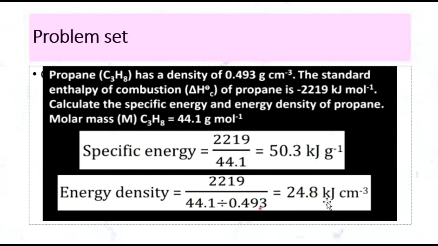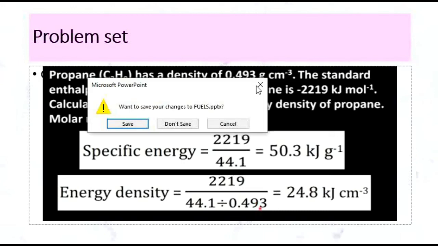So let's plug in all the values: 2219 divided by the molar mass, which is 44.1, divided by 0.493, which is the density, as you can see in the given. Now that we plug and play everything and input that in our calculator, we will get around 24.8 kilojoules for the energy density.